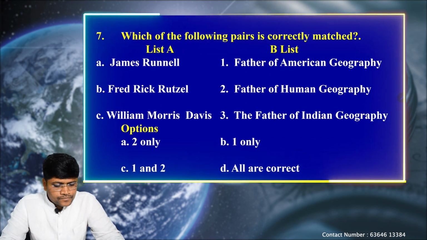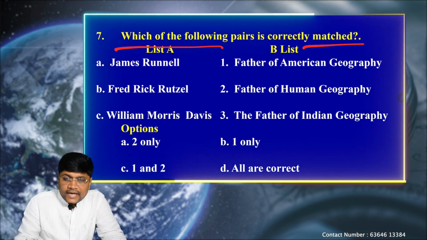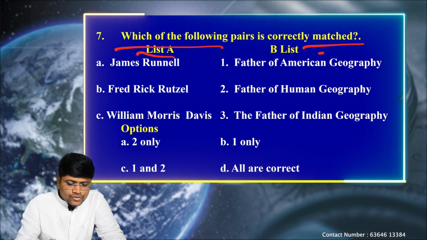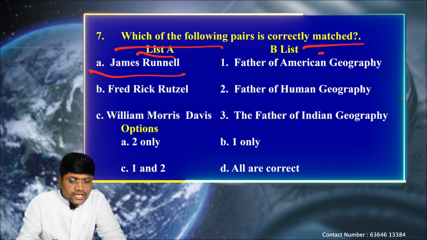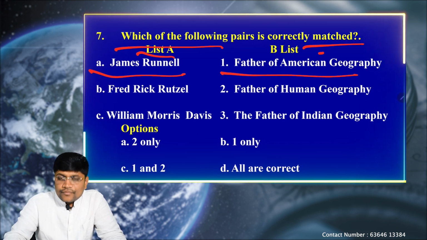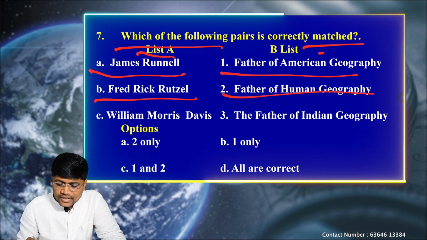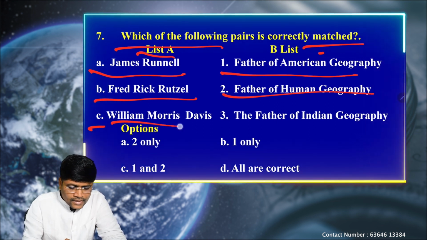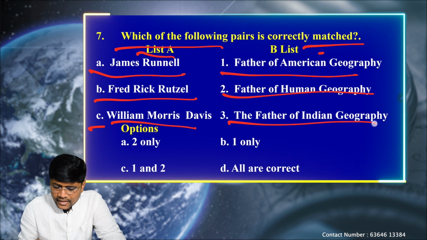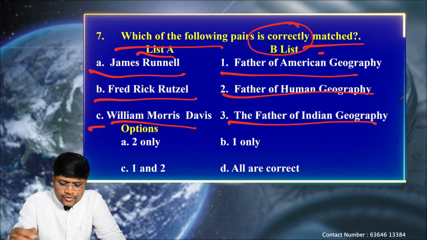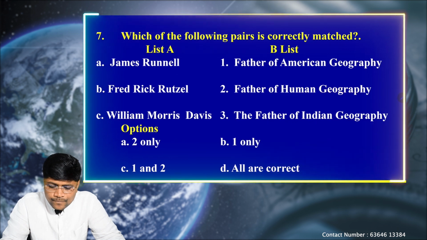Next question. Which of the following pairs is correctly matched? List A and list B. List A refers to the persons. A, James Rennell, father of American geography. B, Frederick Herschel, option here is father of human geography. And C, William Morris Davis, here it is the father of Indian geography. Which pair is correctly matched? That is the question asked here. So let's see the discussion.